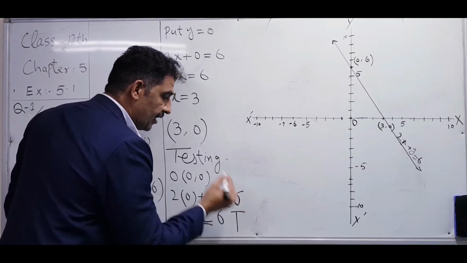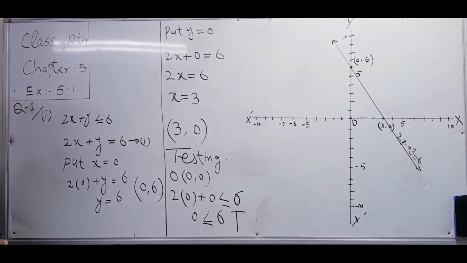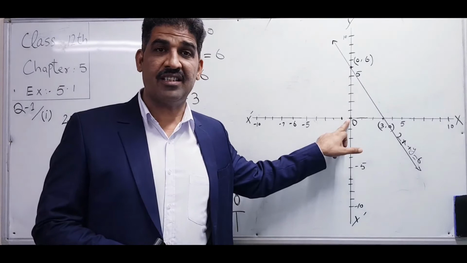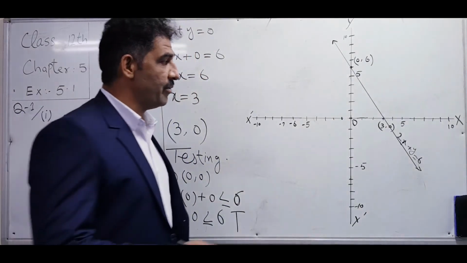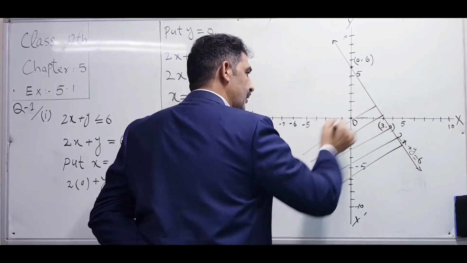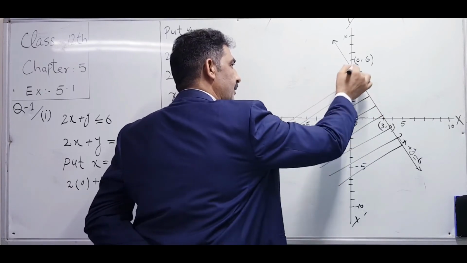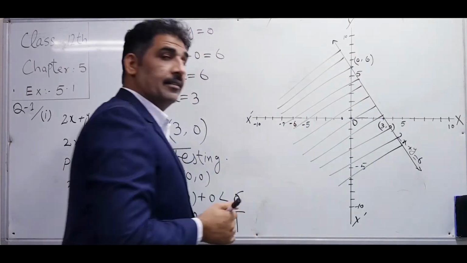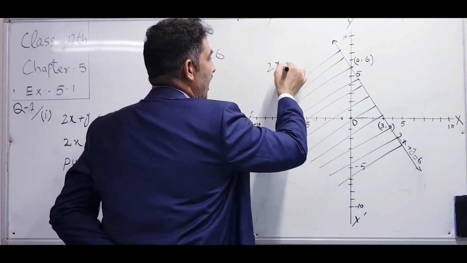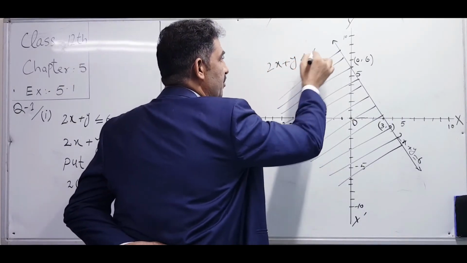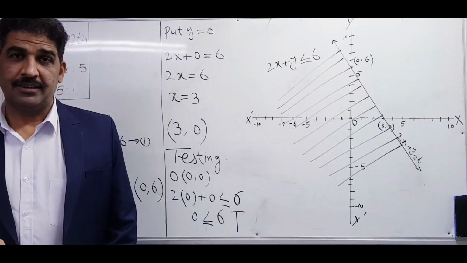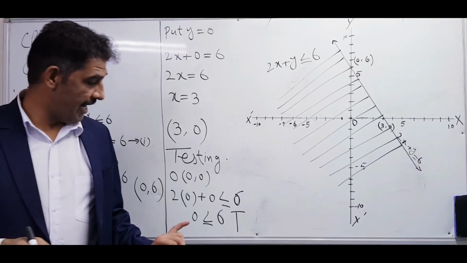If the testing point condition is true, which portion do we shade? The testing point portion, and the testing point is the origin. So we shade the origin side. Shade this side completely, like that. That is our answer, because this side is 2x plus y less than or equal to 6. If we shaded the other side, the statement would be false.